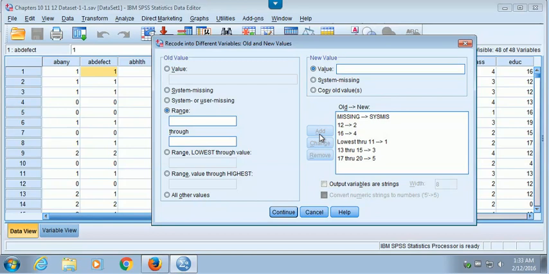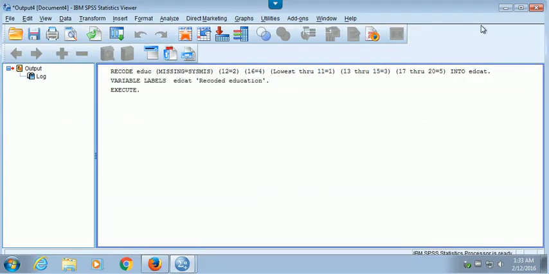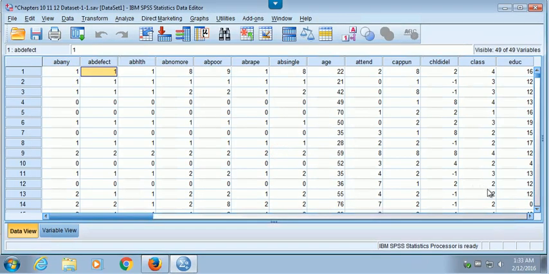And so you should have 1 is less than high school, so 0 through 11. 2 should be, or 12 should now be 2, because that means a high school graduate. 13 through 15 should now be 3, because that's some college. 16 should now be 4, because that's a college graduate. And 17 through 20 should be 5, because that's some type of postgraduate work. Click continue. Click OK. And get rid of this output, because it's just telling you what you did.